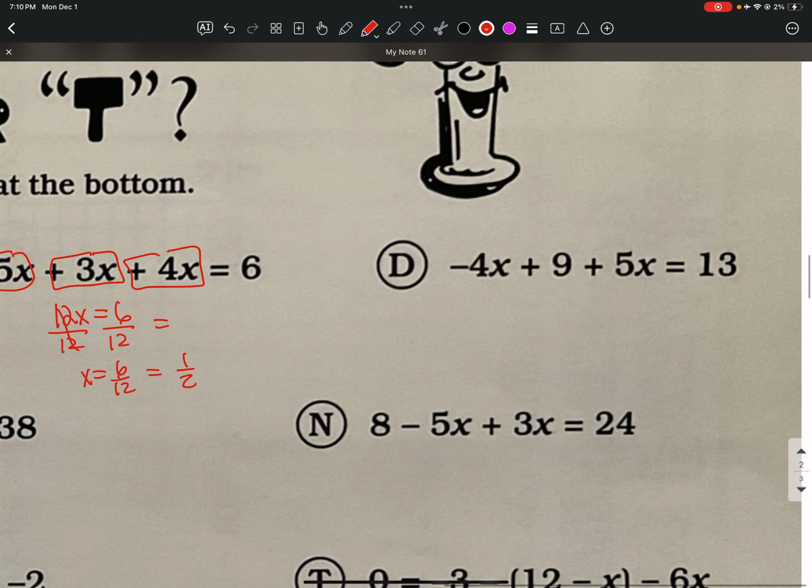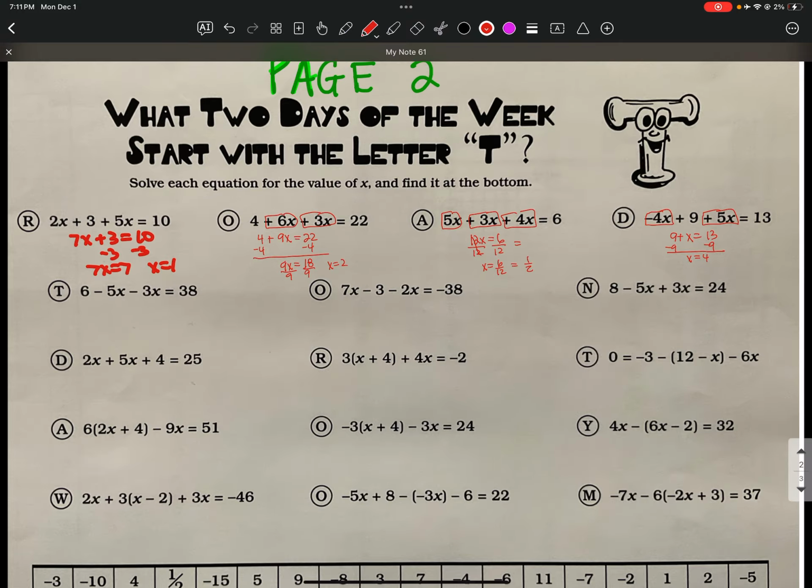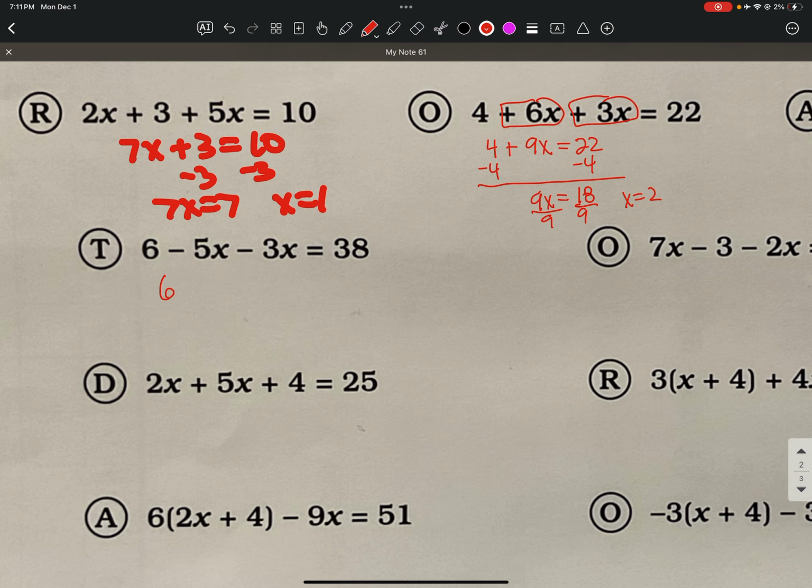Okay, let's see. This one, negative 4x's and 5x's are on the same side, so together that's 1x. So 9 plus 1x equals 13. Minus 9, minus 9, x equals 4. Over here, 6, negative 5x's and negative 3x's is negative 8x's equals 38. Minus 6, minus 6. Put the baby's laundry with the baby's laundry. Negative 8x's equals negative 32. Divide by negative 8. And x equals positive 4.